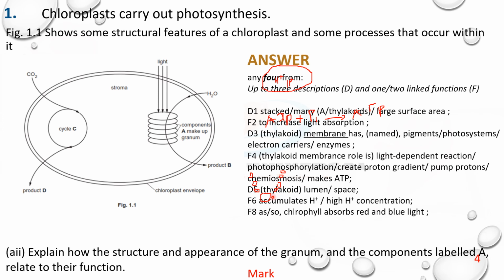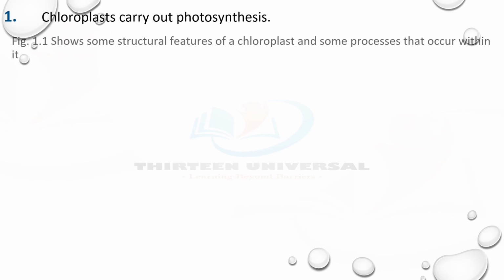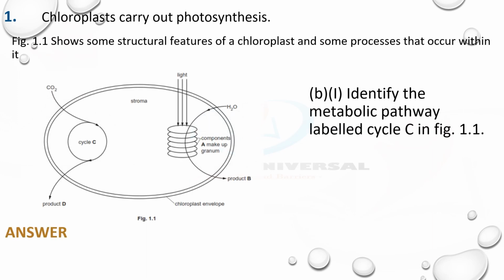All right, so look at the next one. Thylakoid lumen: accumulation of hydrogen ions. Like I said, it sets up a proton gradient. Chlorophyll absorbs, all of that. Now look at the question. It says identify the metabolic pathway labeled cycle C. This is the Calvin cycle. It's the Calvin cycle, guys.